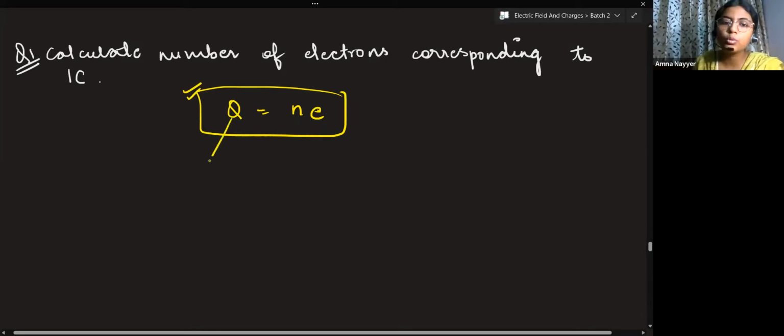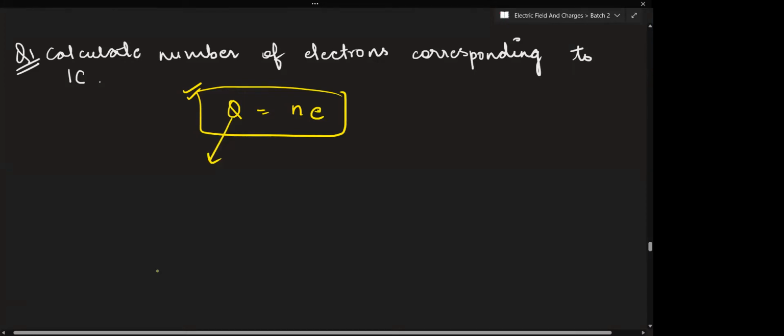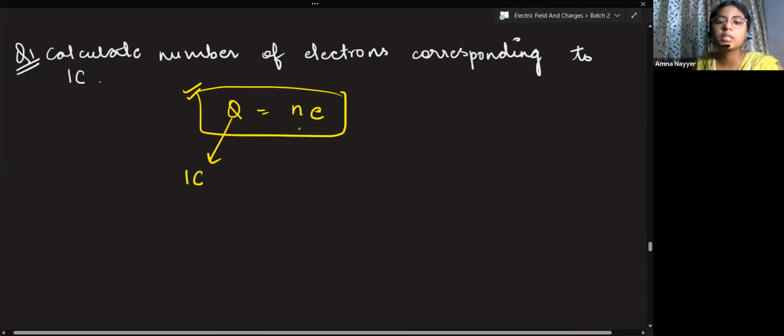So see, Q, what is the charge present? Charge is given to you. Can any one of you tell me what is the charge present? 1 coulomb. The charge is 1 coulomb. Number of electrons, we don't know. We have to calculate the number of electrons.